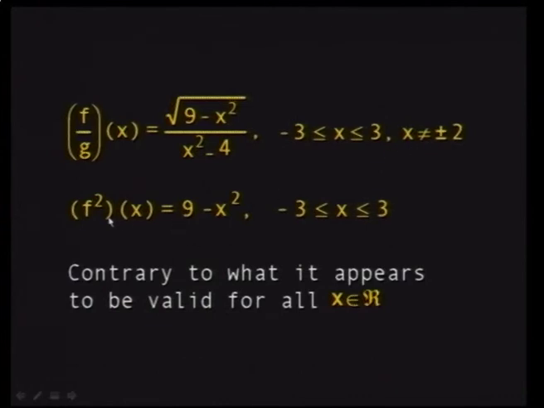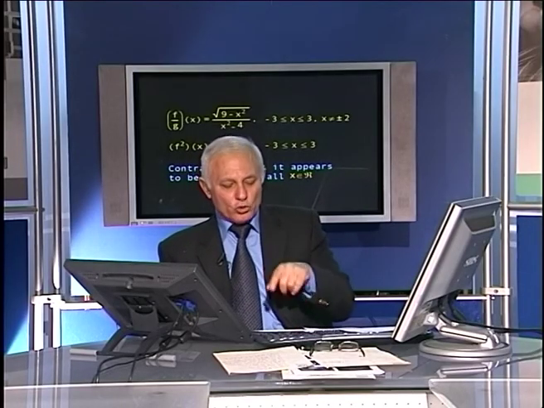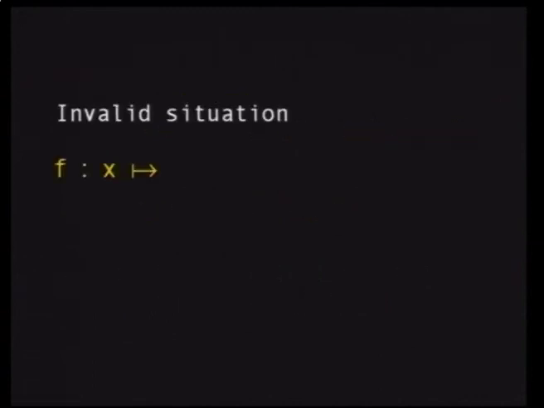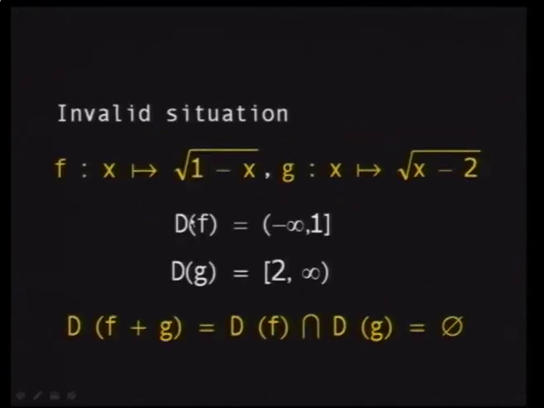Here it's interesting, because when you square f, you get 9 minus x squared. So it looks as if the domain is R. It's not true, because what you did, in fact, is calculate the square root of 9 minus x squared, and then you squared the square root. So you did two operations. The first operation would not work unless x is in this interval, even if you square the square root after that. Therefore the domain of this particular function is also the domain of f, contrary to what appears to be valid for all x in R.